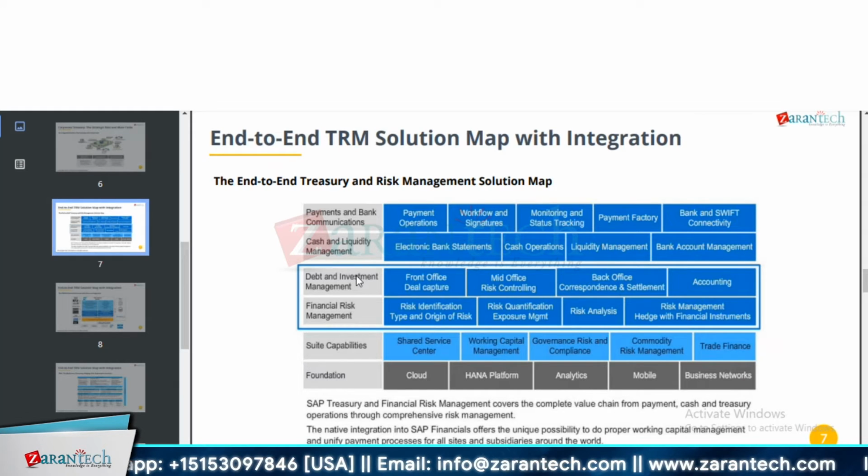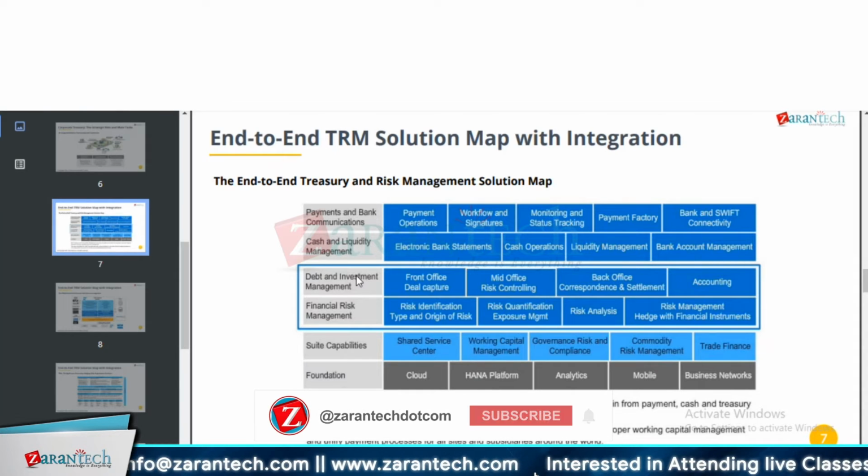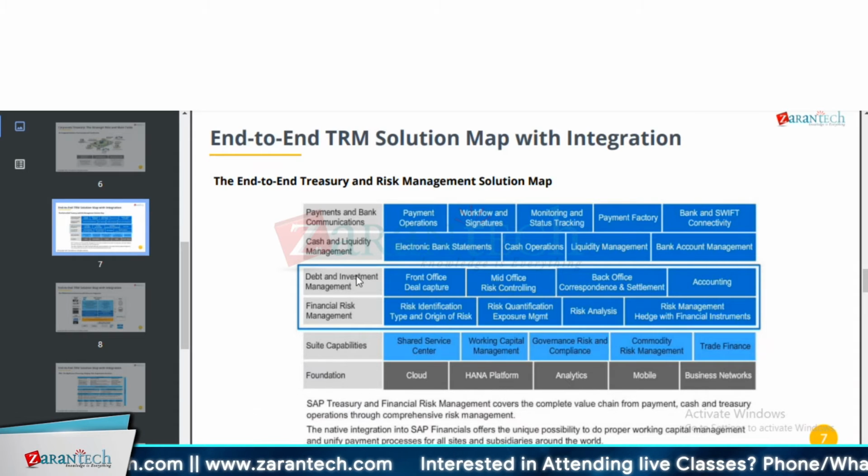Basically, debt and investment involves our money market, any sort of loans, any short-term investments that we are going to do, any sort of investments, debts, borrowings that we are going to take on a short-term basis. And then financial risk management covers what are the risks associated with different types of exposures; risk analysis would be done. There will be different market risk and credit risk associated with different sorts of instruments. So we are going to look into that in the upcoming sessions.